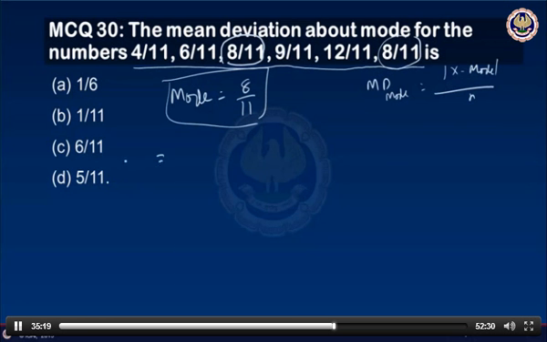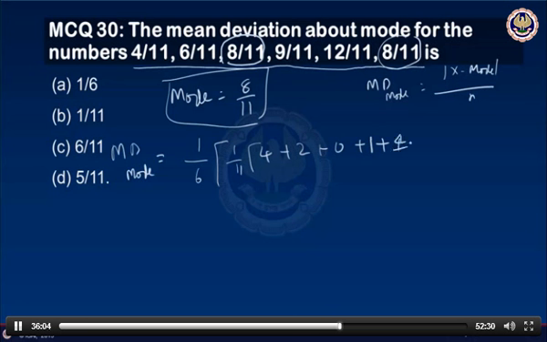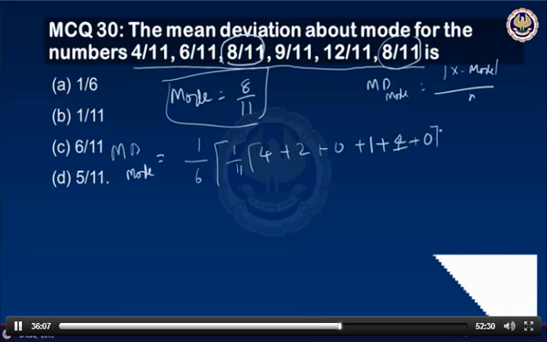Next, mean deviation from mode equals 1 by n, where n is the number of items. 1, 2, 3, 4, 5, 6 items are there, and in every case 1 by 11 is common. Next, taking the modulus: 4 minus 8 is 4, 6 minus 8 is 2, 8 minus 8 is 0, 9 minus 8 is 1, 9 minus 8 is 1, and 12 minus 8 is 4, and 8 minus 8 is 0.